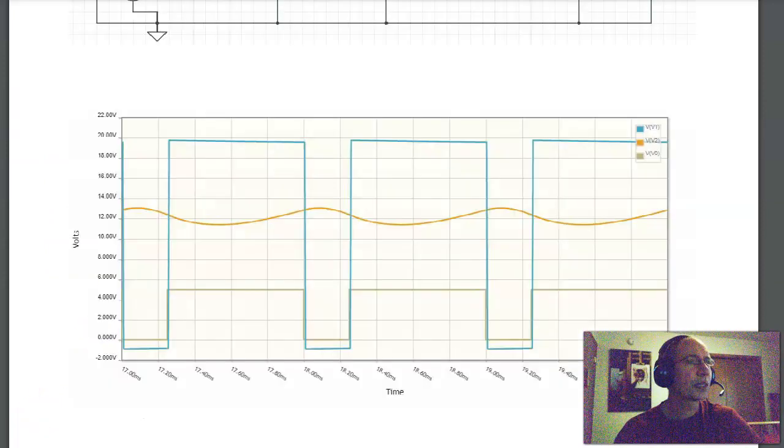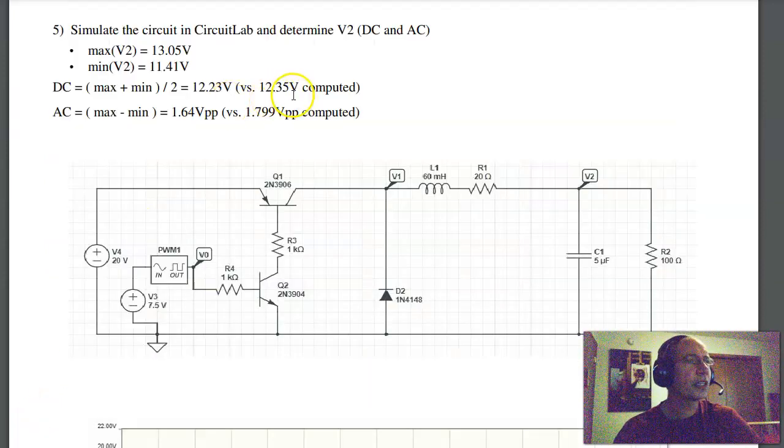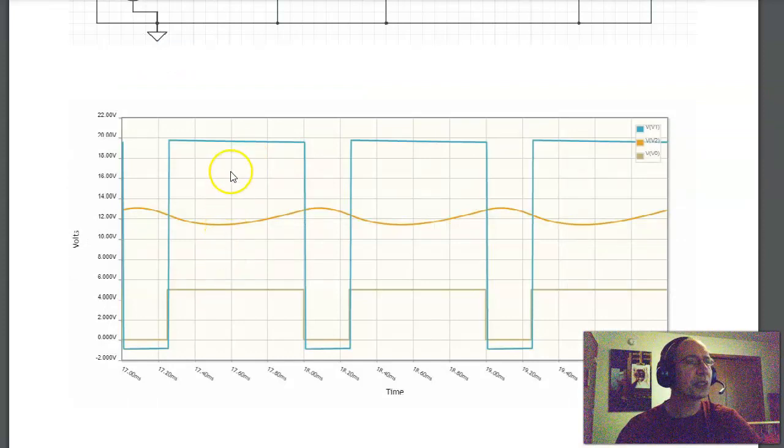And come back. We calculated 12.35 volts, simulated 12.23 at DC. Calculated 1.799 volts peak to peak, simulated 1.64. Again, what I'm assuming is that the input is a 1 kilohertz sine wave with an amplitude of 20.7 volts peak to peak.